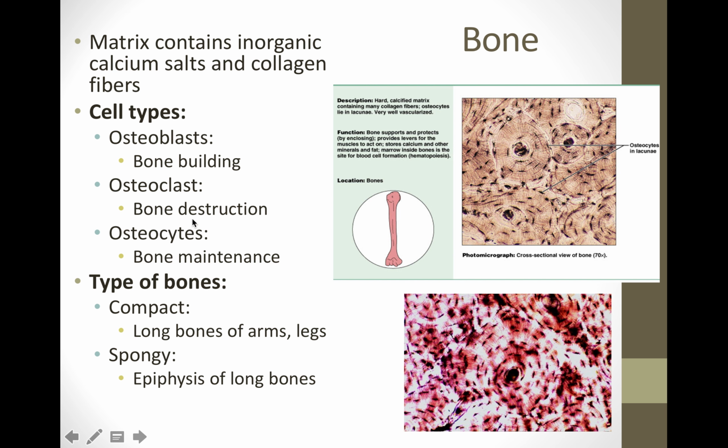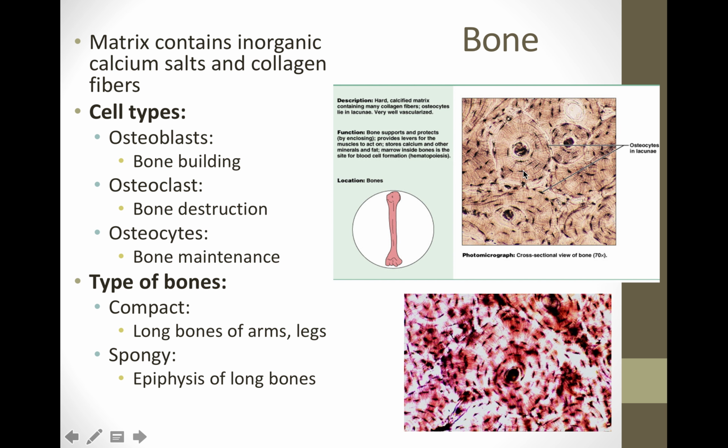So we have three different types of cells associated with bone. Osteoblasts, which means bone building cells. These are immature cells. Osteoclasts, which are responsible for destruction of the bone. And the one we want to focus on is osteocyte, which is responsible for maintaining your bone. And these are what you actually see here within the lacuna.